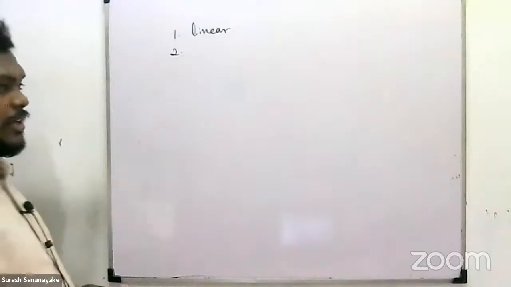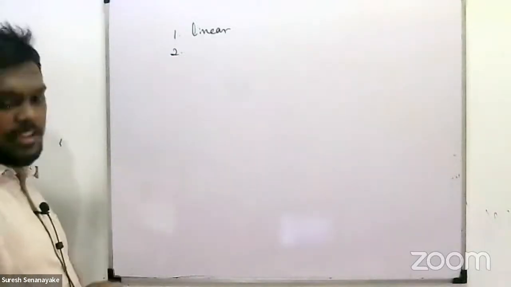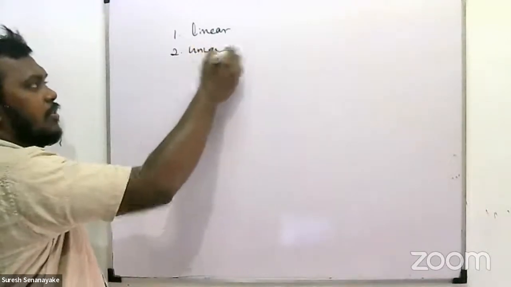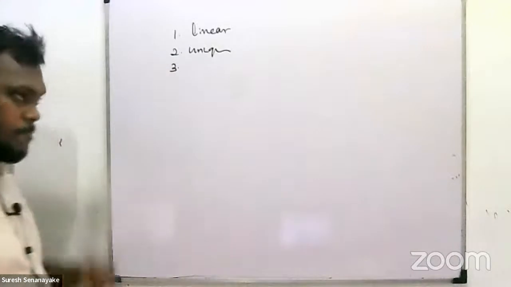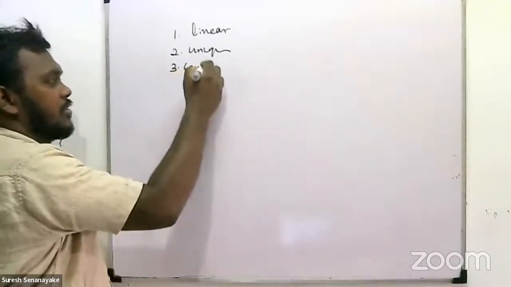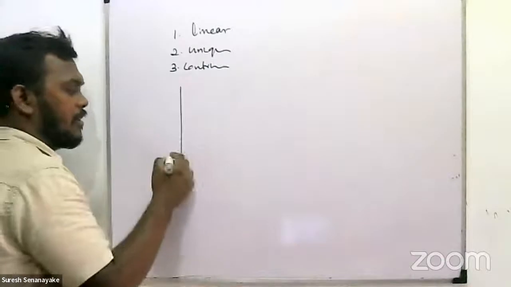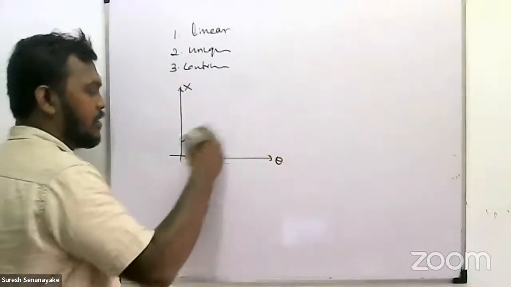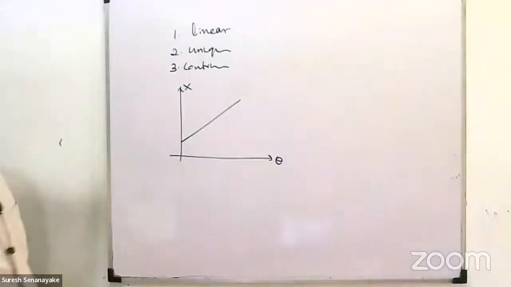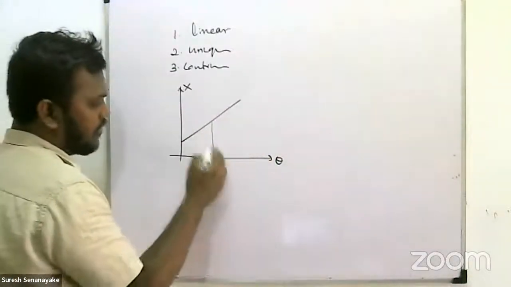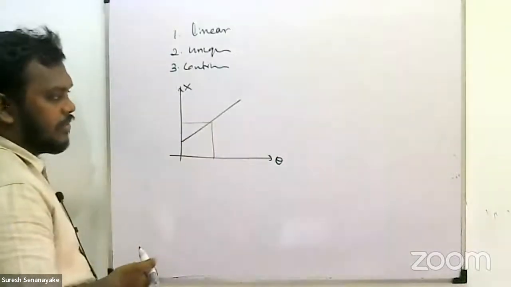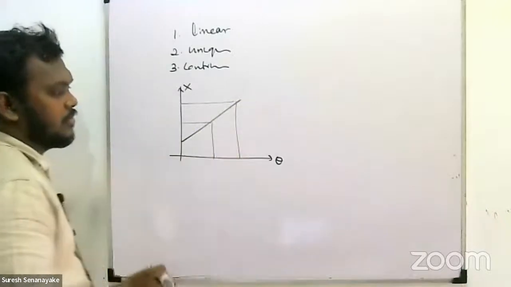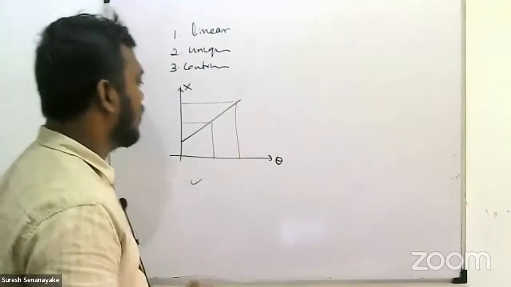Unique, a unique value for each temperature. And it should also be a continuous function. That means if you draw the graph of the thermometric property with the temperature, it should be this kind of function. This is linear. It's a unique function, right? A unique value at every temperature. Again, continuous. So this satisfies all the conditions.